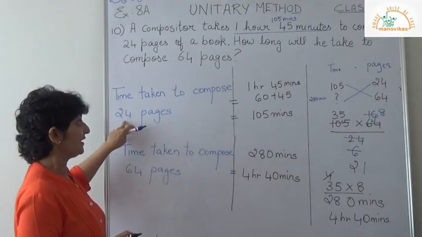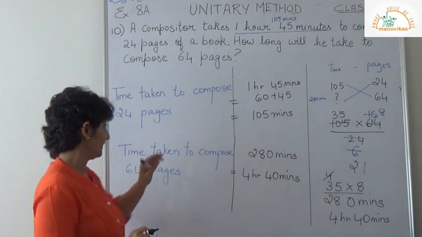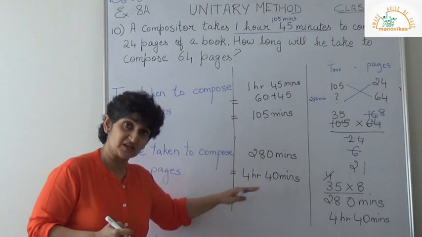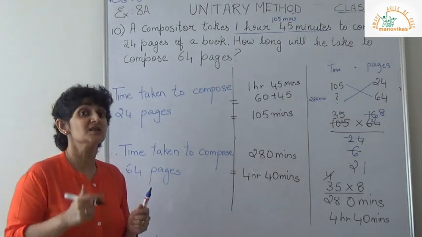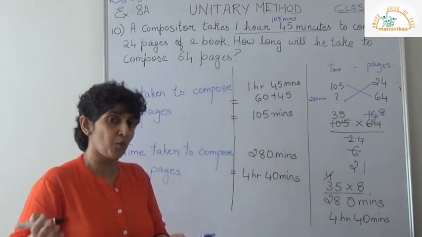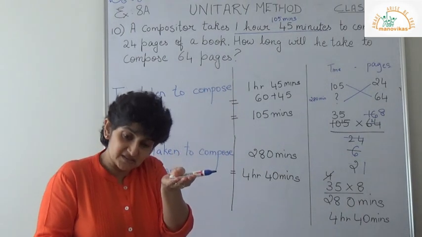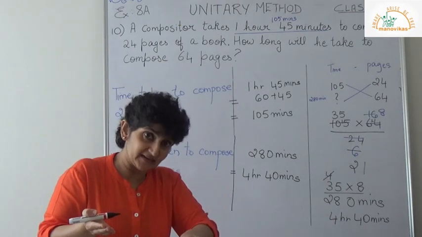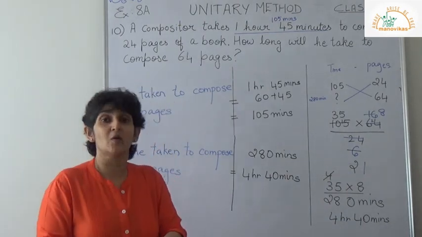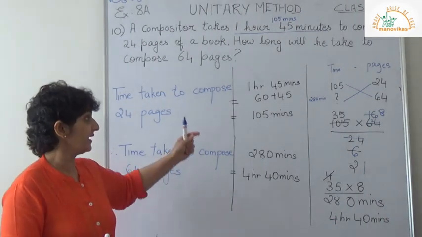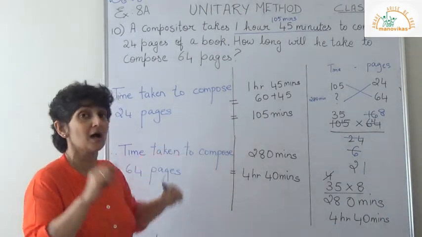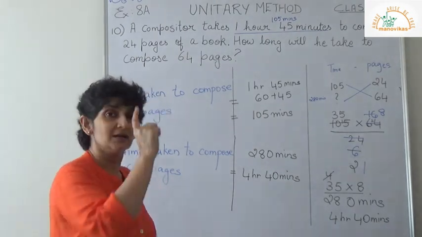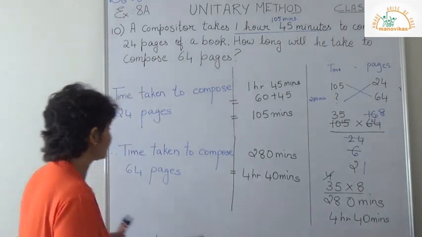Now see children, 24 pages, 105 minutes. 64 pages, more. So 280 minutes, which gives us 4 hours 40 minutes. So this is called direct proportion. When one quantity increases, automatically the other quantity also increases. If one quantity decreases, automatically the other quantity also decreases. Then these sums are called direct proportion sums. I hope it is clear. Let's move on to the next question.